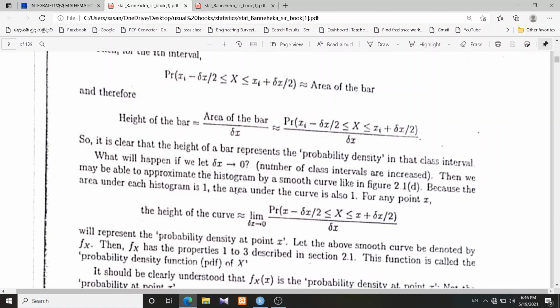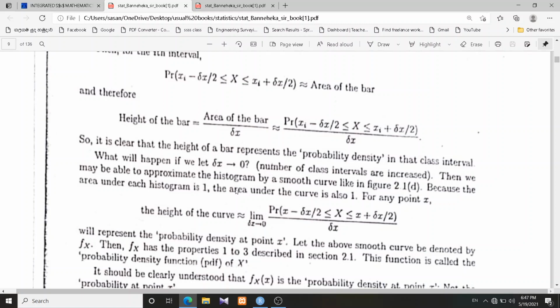So this is going to be approximately equal to the probability that x lies between the lower boundary, xi minus delta x upon two, and the upper boundary, xi plus delta x upon two. So this is the probability. The probability is the area of these bars divided by the corresponding class width, delta x.